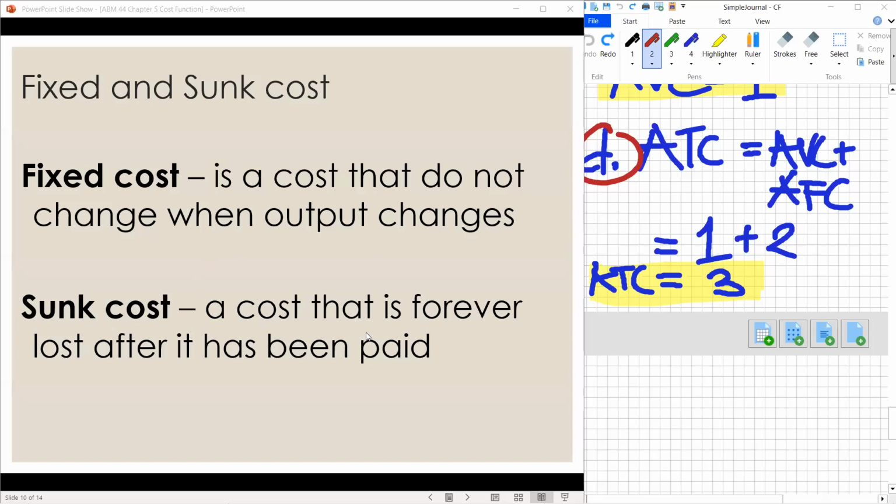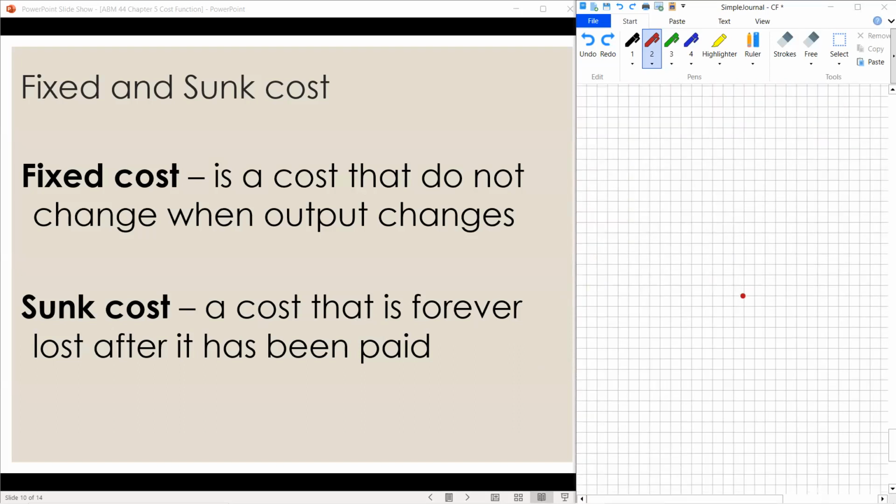So a sunk cost is a cost that is forever lost after it has been paid. Okay, so that is sunk cost. Again, sunk cost is forever lost after it has been paid. Murag kana bitang imong gasto nga dili na siya mabalik. So that's what it meant by sunk cost. So it is sunk forever.